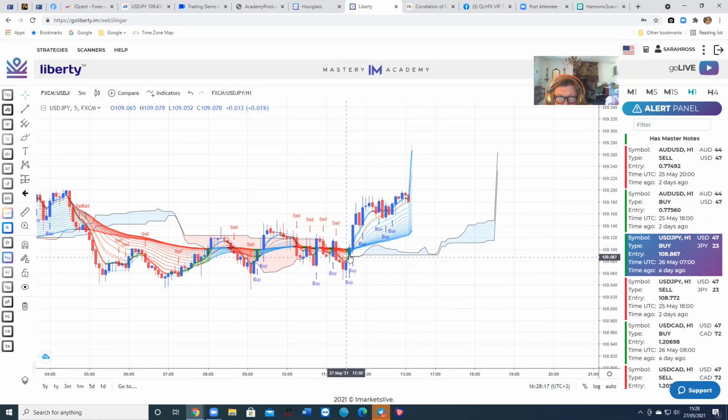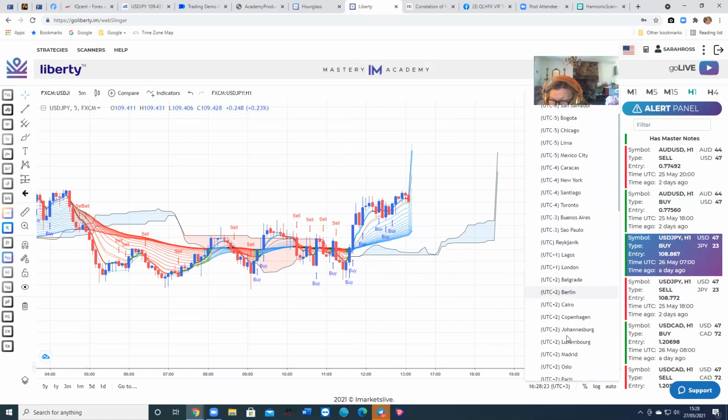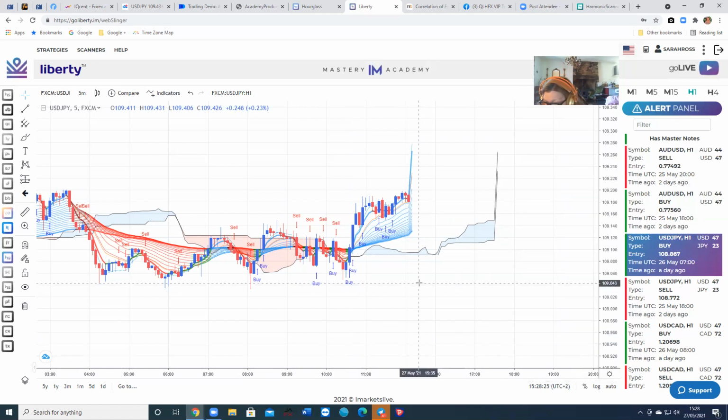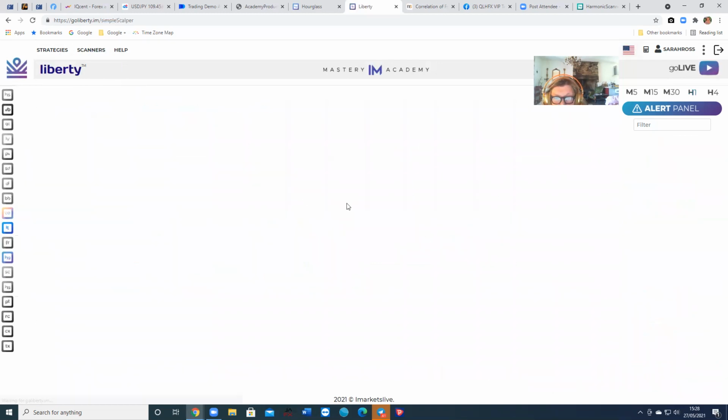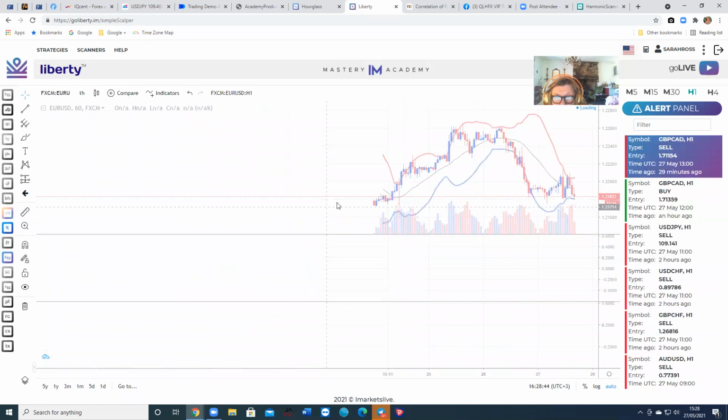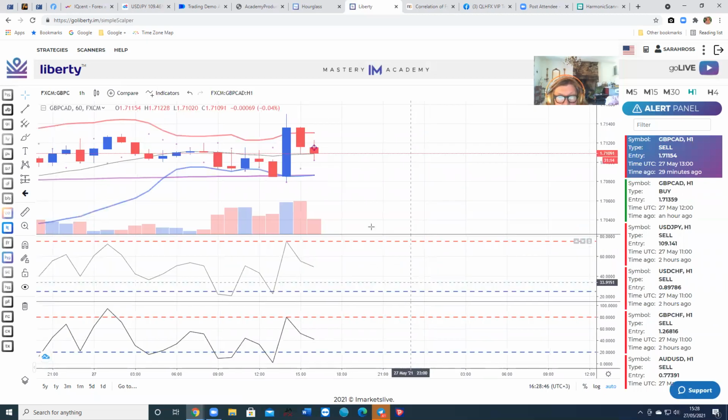This is your dashboard. So we have had the cloud crossover. Just change the time. Coming up to that half hour. It's saying buy. You want everything lining up. Hang on a minute. Strategies. That's Web Slinger. I want to look at Simple Scalper. Sorry, this is me being new to doing something slightly different.